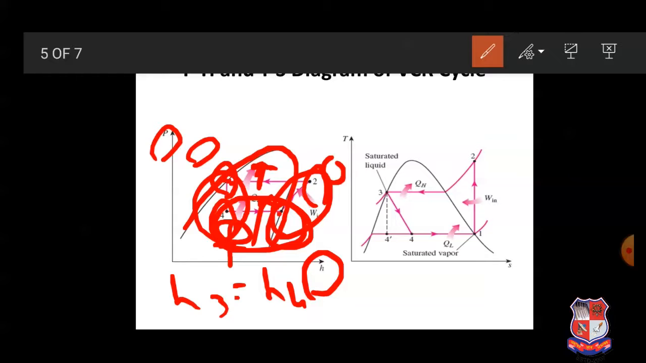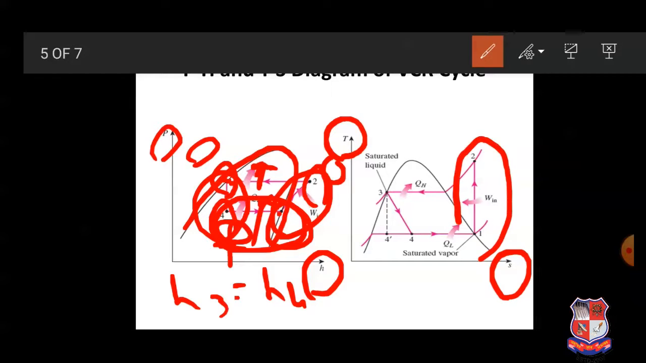Now we are going to discuss the temperature entropy diagram. First of all, you can see temperature on the vertical axis and entropy on the horizontal axis. Now you can see the 1 to 2 process. I already mentioned that 1 to 2 is an isentropic compression process. During the isentropic compression process, the saturated vapor is converted into superheated vapor.